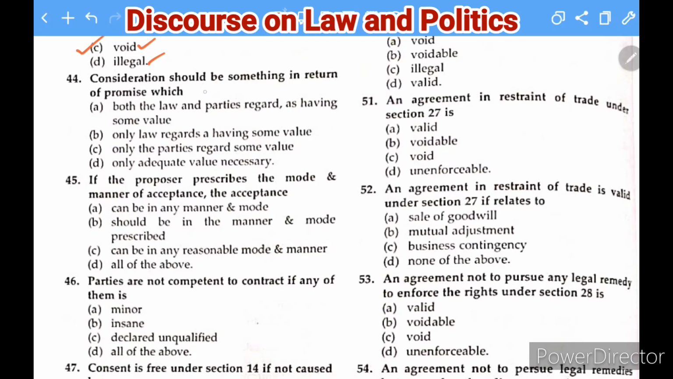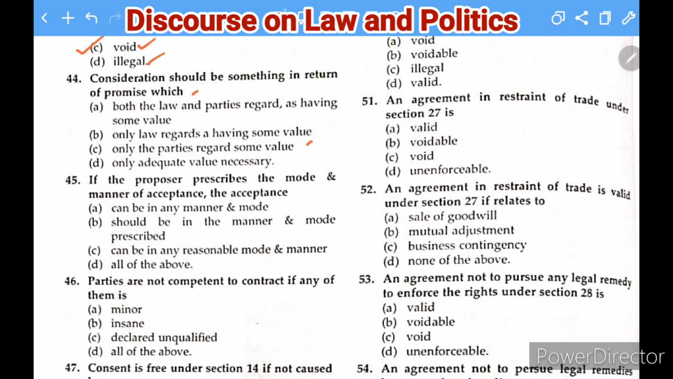Moving to the next question: consideration should be something in return or promise which both the law and parties regard as having some value. Only law regards having some value, only the parties regard some value, only adequate value necessary. So what would be the right answer here? Just give your answer here.